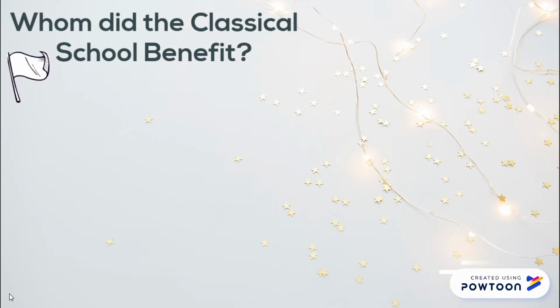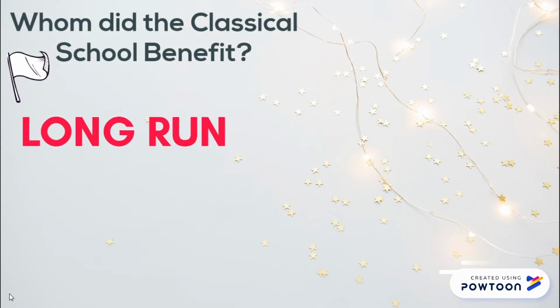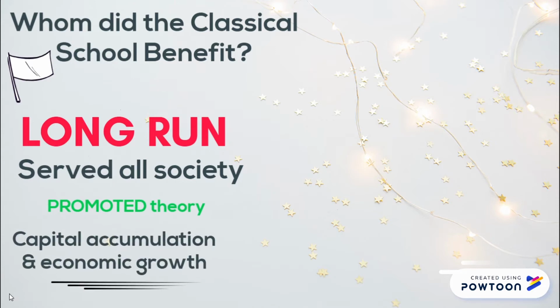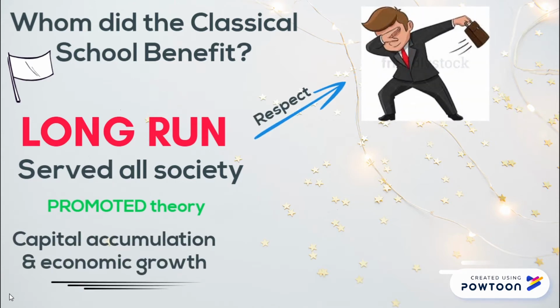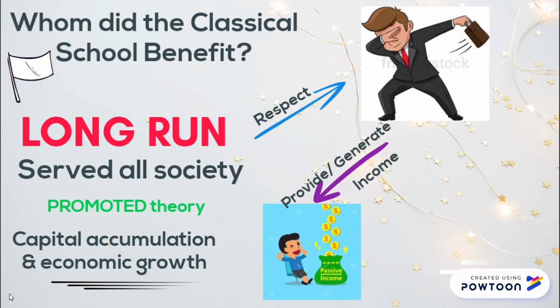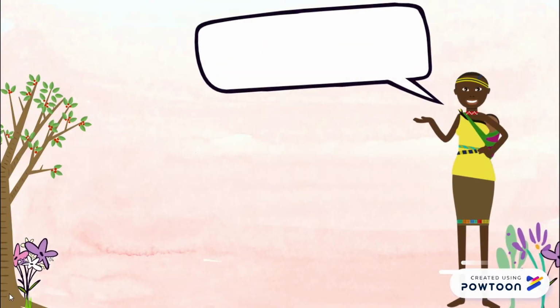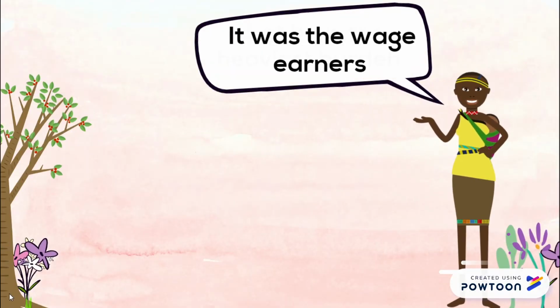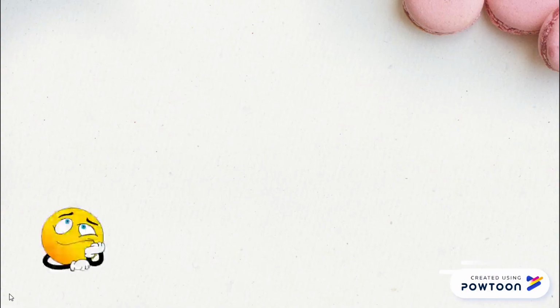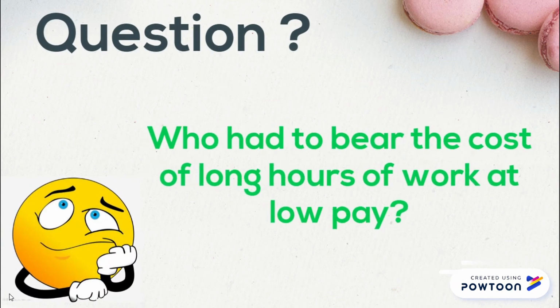Whom did the classical school benefit? In the long run, classical economics served all society because the application of theories promoted capital accumulation and economic growth. It gave respect to business people, who have previously provided honors and income to the nobles. In the short run, it was the wage earners that bore the heaviest burden. Question: who had to bear the cost of long hours of work at low pay?